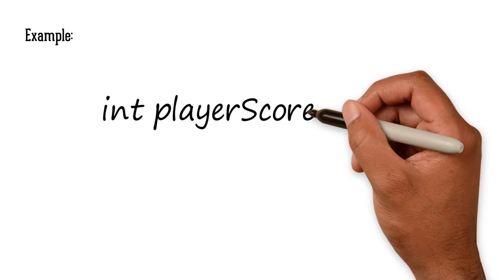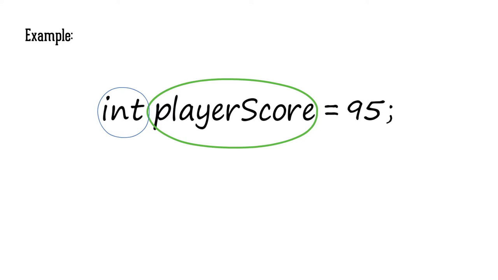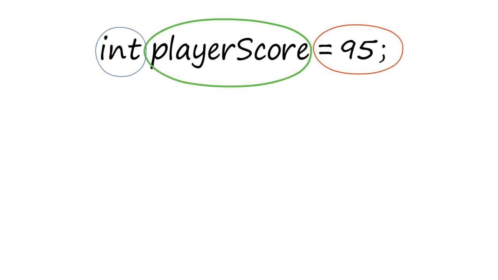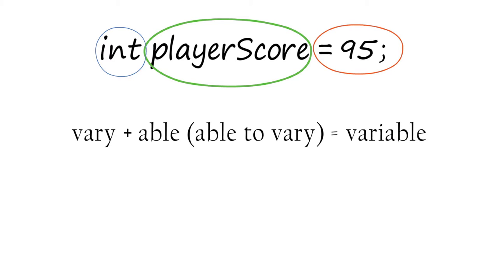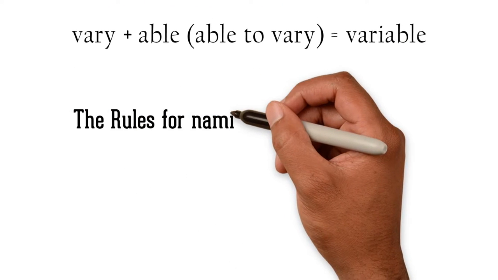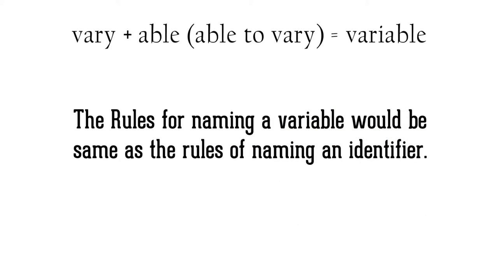For example, int playerScore = 95. Here, playerScore is a variable of int type. And the variable is assigned an integer value 95. We can change the value of a variable, hence the name variable. The rules for naming a variable are the same as the rules for naming an identifier.